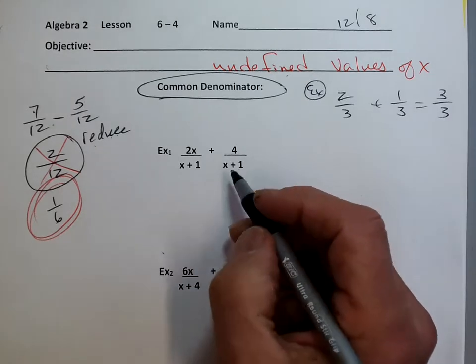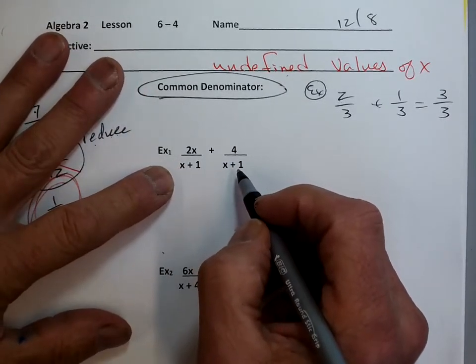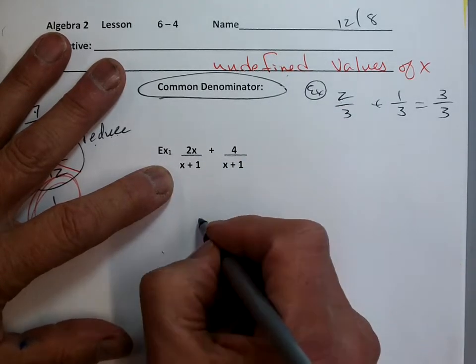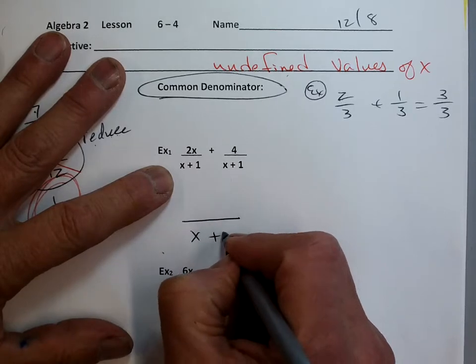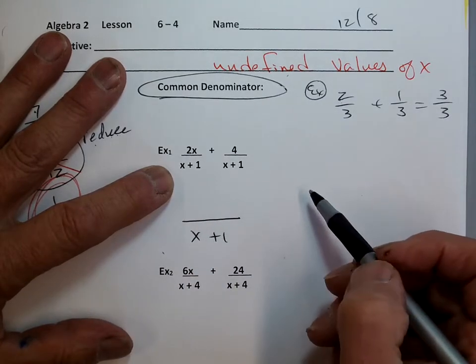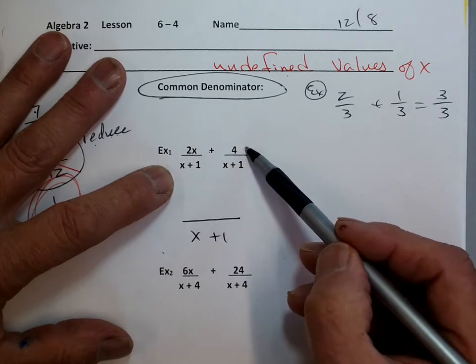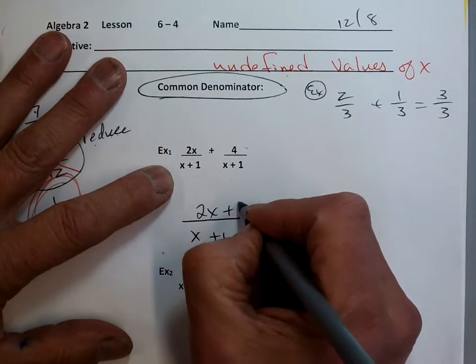First of all, if I'm adding, I need a common denominator. In this example, the common denominator is just x plus 1. So I'm going to write that down. Here's my common denominator, x plus 1. And then, since they have a common denominator, I'll add the numerators. 2x plus 4, you cannot add those. It's just 2x plus 4.